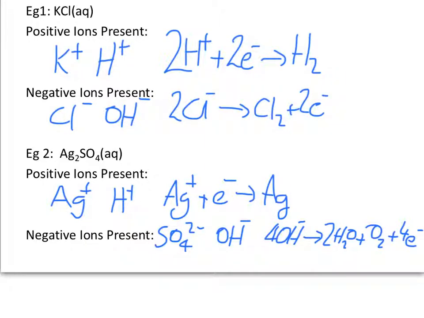So this is the second part of electrolysis 2. We'll pick up where we left off with the rules. If the positive ion present is more reactive than hydrogen, hydrogen itself will form.